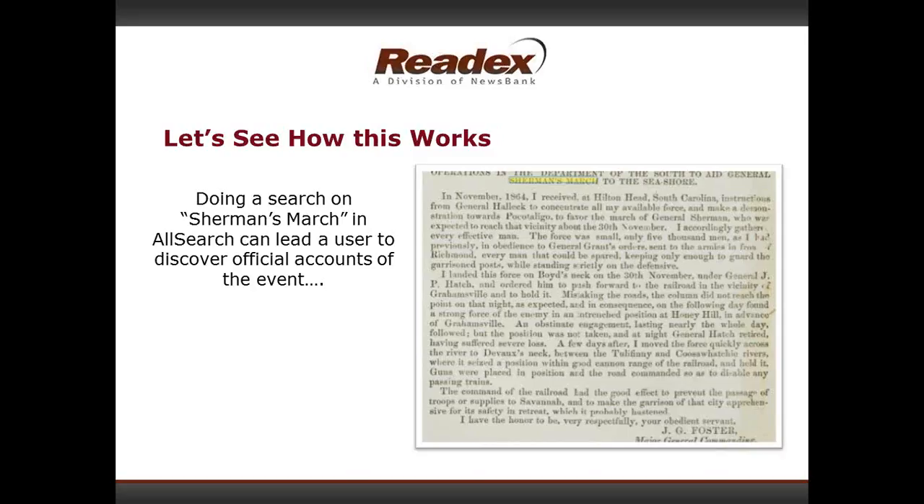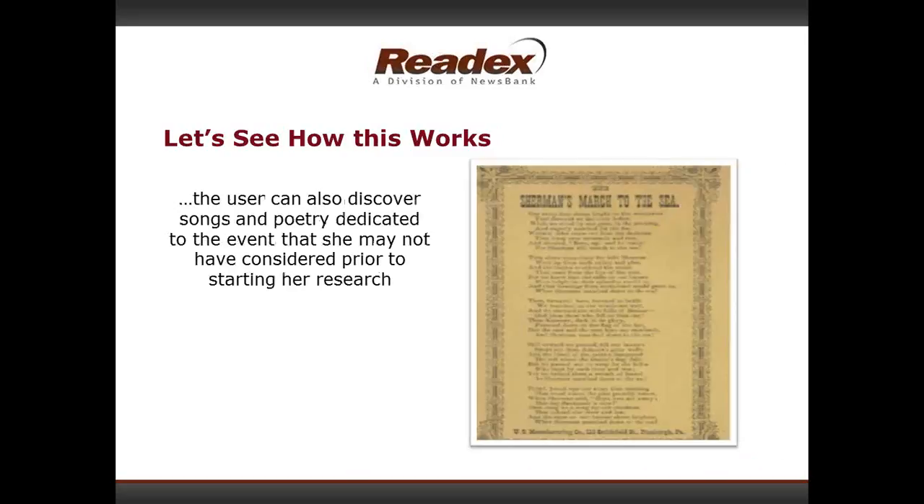So she goes into the database and finds materials, and she pulls up first an account from the Serial Set, an example of an official account of Sherman's March that helps in that historical account of the event. But after she reads through that, she goes back into her results list and begins to notice that pamphlets or broadsides come back with her search terms. She gets curious and says, wait a minute, why would there be a pamphlet or a broadside coming back for Sherman's March? She pulls that up and sees posters or broadsides that include songs and poetry talking about Sherman's March.